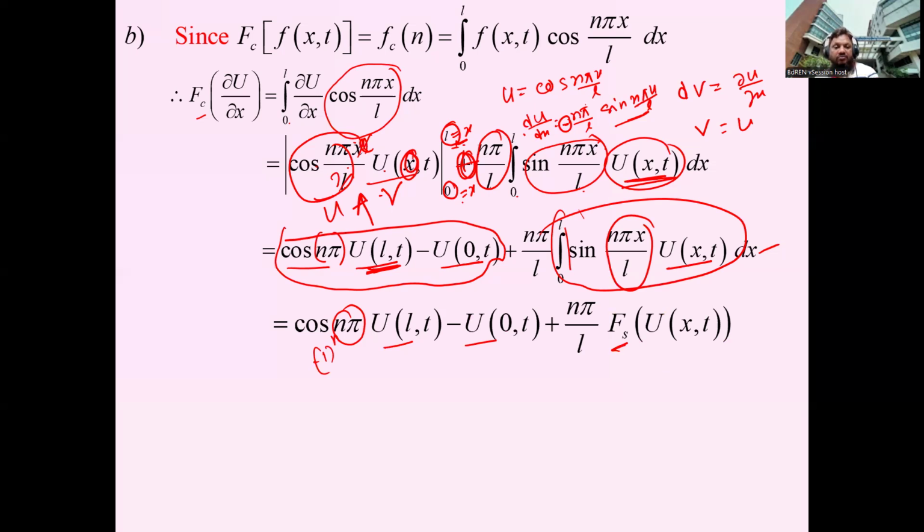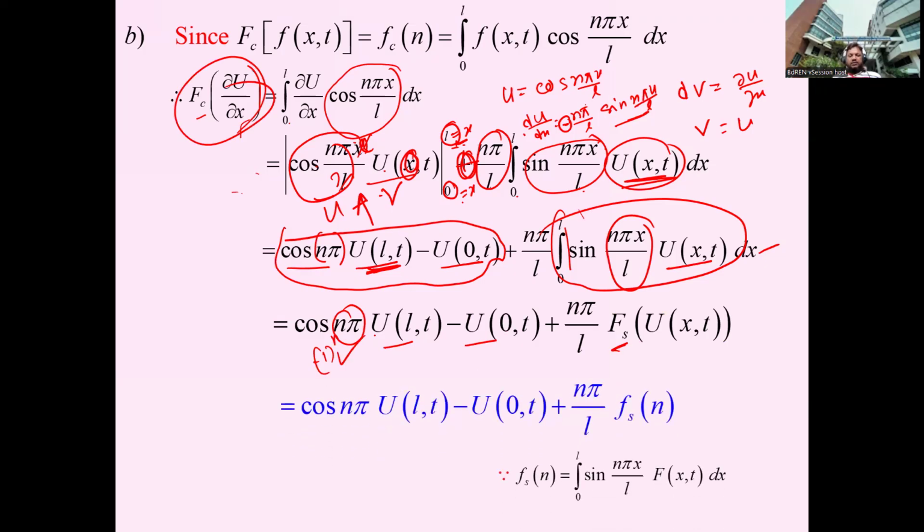There is the Fourier transform of del u del x. Fourier transform of del u del x can be written as this value. And I will use this identity in the next class, inshallah, next Friday after your quiz.